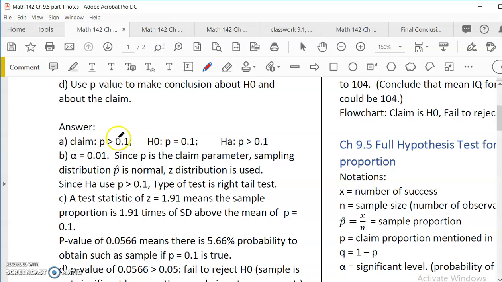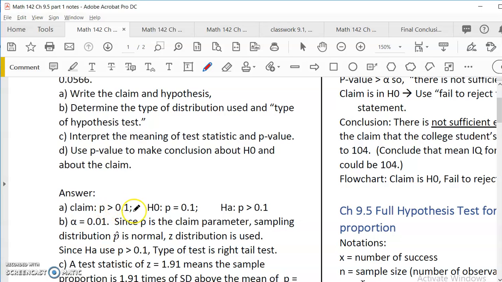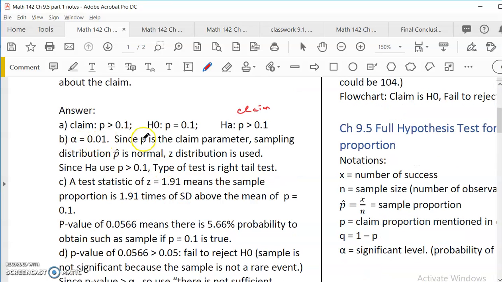Okay, so the claim is greater than 10%. So we write claim p greater than 0.1. The null hypothesis has to be always equal, right? 0.1. And now our alternative hypothesis is greater. So basically the claim is in the alternative hypothesis. The second part is to write down what we know about p hat. P hat is normally distributed, so we use a normal distribution. And because the arrow in H1 points to the right side, we expect a big number to be surprising. So we call this the right tail test.